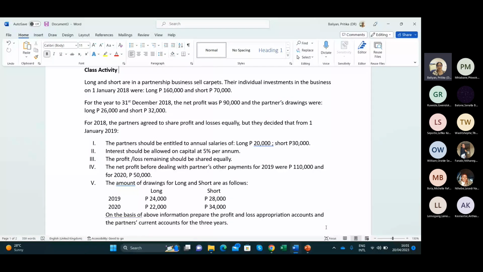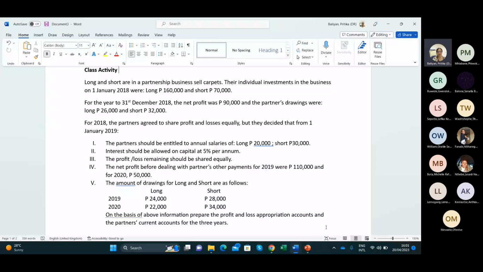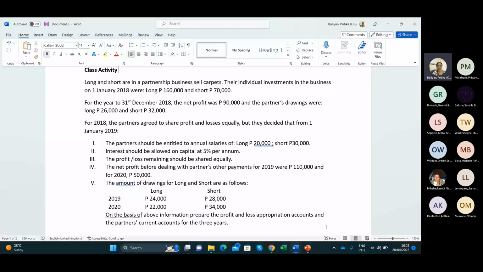So this question is saying that Long and Short are in a partnership business which sells carpets. Their individual investments in the business on 1st January 2018 were 160,000 for Long and 70,000 for Short. For the year to 31st December 2018, the net profit was 90,000 and the partners' drawings were 26,000 for Long and 32,000 for Short.